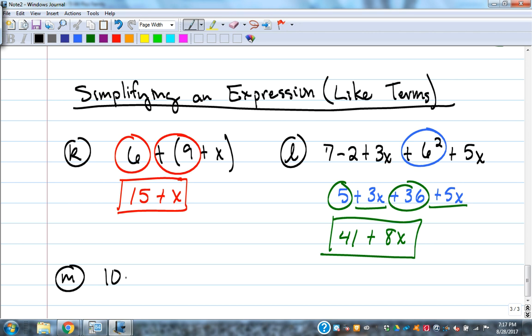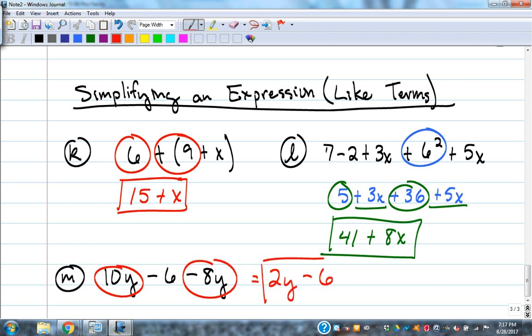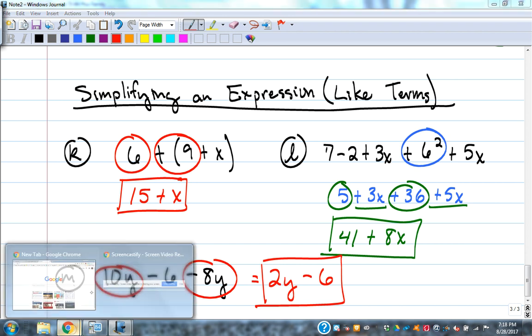Say we had 10y minus 6 minus 8y. Pretty simple there. We got 10y and 8y, so that'd be 2y, and then the minus 6 is just hanging on. Nothing exciting happening with him. Like terms, putting the ones that are alike together. Nothing really strenuous about that. Okay. All right.